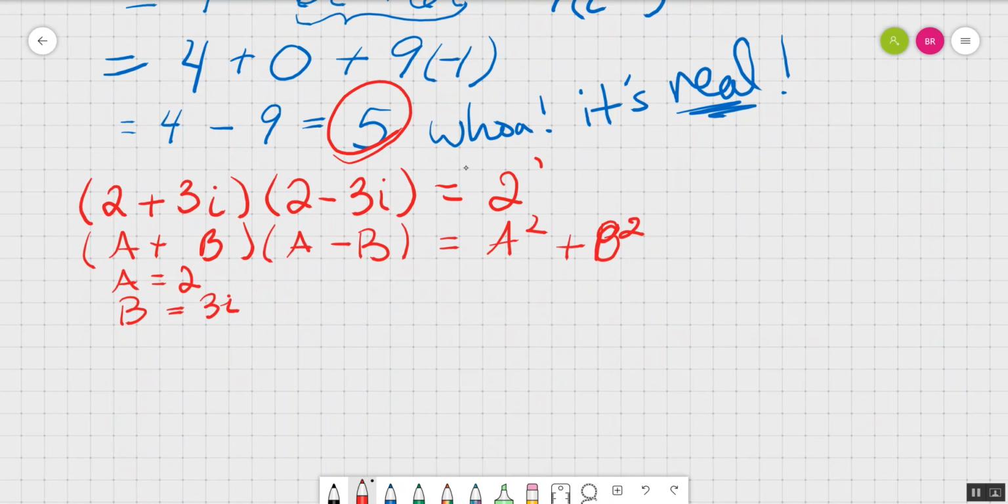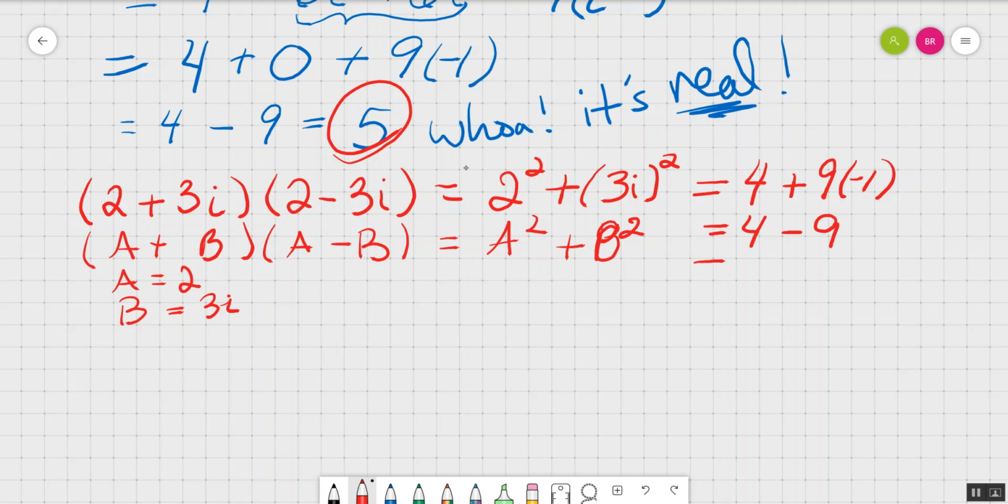So I should get 2 squared minus 3i squared. Now watch what happens. 2 squared is 4. And then minus 3i, and I'm going to square both of them. So I'm going to square the 3, get a 9. Square the i and get a -1. So this comes out 4 minus 9... oh wait, minus a -9, so it's 5.